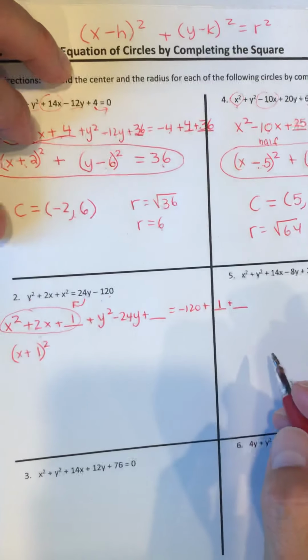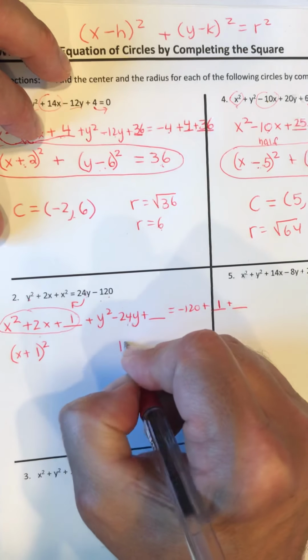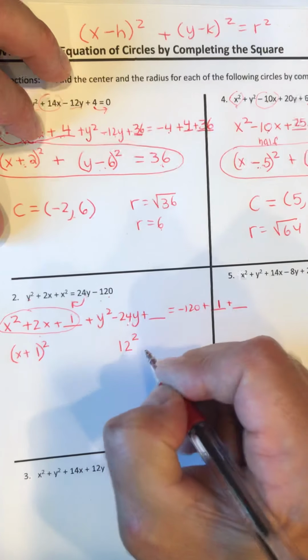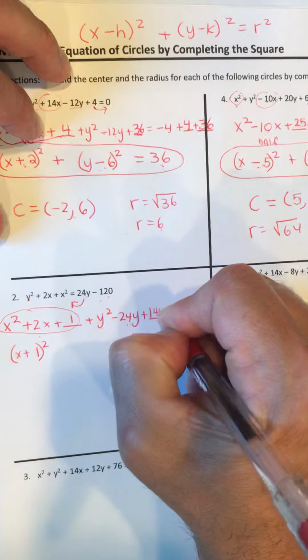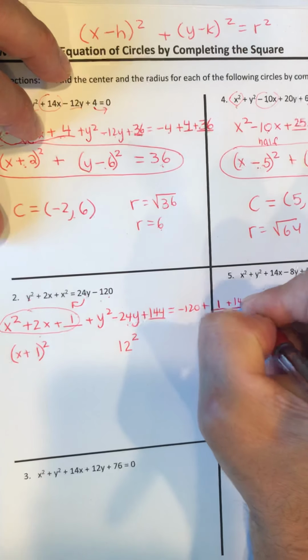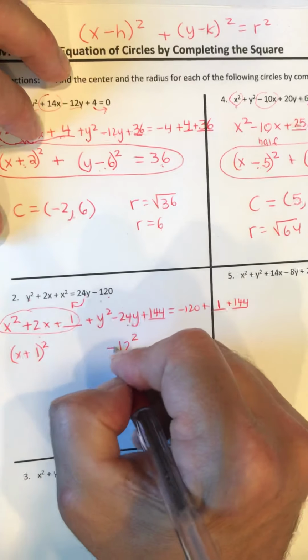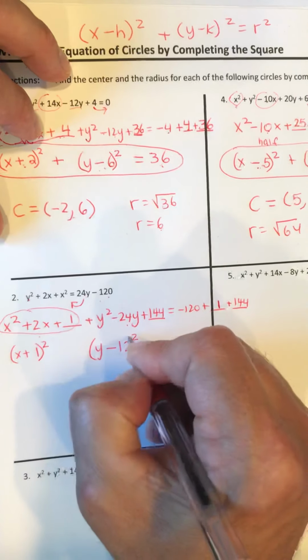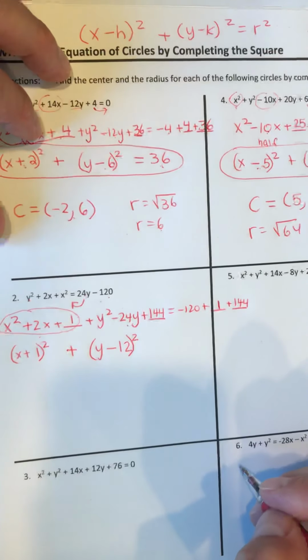We're going to do the same thing for the y's now. We're going to do half of this 24. That's 12. We have to square that. Be careful. 12 to the second is 144. We're going to add that on both sides. Bring down the minus, bring down the y, put it in parentheses, put your plus in between.